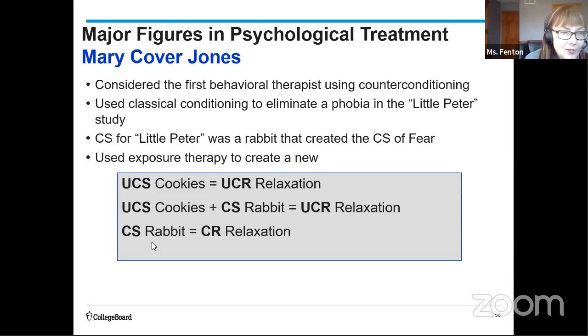So Mary Cover Jones is someone who's considered to be the first behavioral therapist. So she took Watson's research and basically flipped it.